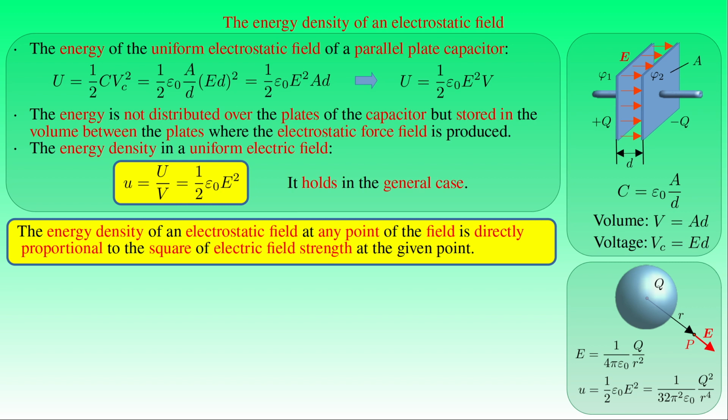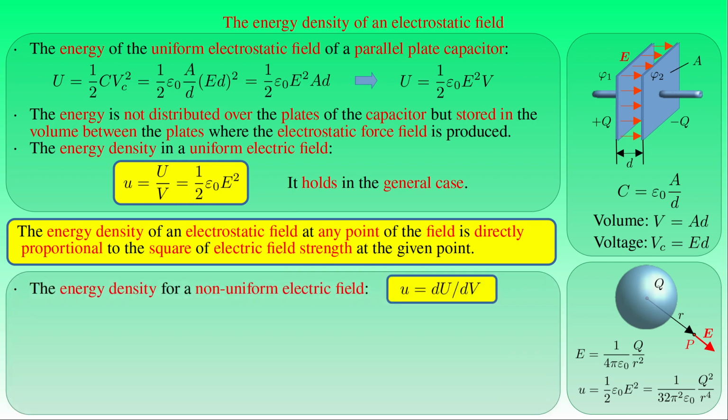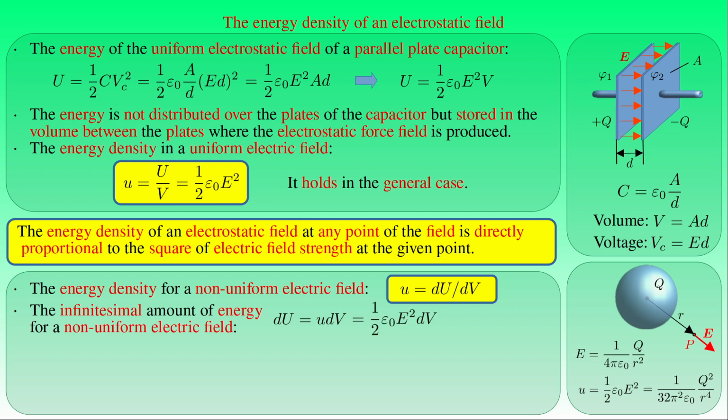For non-uniform electric fields, the general expression of the energy density lowercase u is defined by the derivative of the energy U with respect to the volume V. Then the infinitesimal amount of energy dU within the infinitesimal volume element dV is equal to the energy density lowercase u times the volume element dV. By inserting the result obtained for the energy density into this equation, we can write dU as 1/2 times ε₀ times E squared times dV.